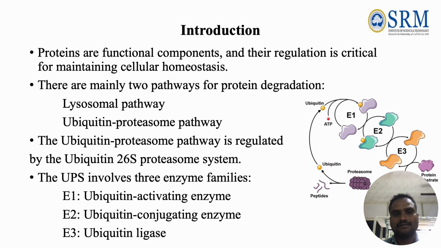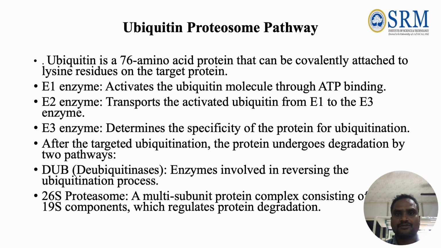It is controlled by a multi-step enzymatic cascade involving three key enzymes: E1, ubiquitin-activating enzyme; E2, ubiquitin-conjugating enzyme; E3, ubiquitin ligase. Ubiquitin is a 76 amino acid protein that acts like a molecular tag. When a protein is no longer needed or is damaged, ubiquitin gets attached to it, marking it for degradation. This attachment happens specifically at lysine residues of the target protein.